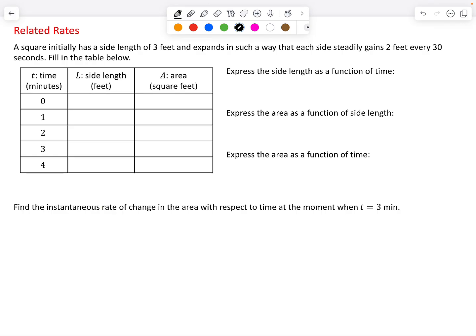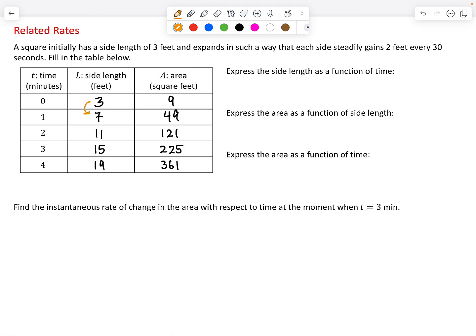All right, focusing on this table, when time is 0, we are told that each side initially had a length of 3 feet, which means that the area of the square at that time was 9 square feet. Now, 1 minute later, the sides will have gained 4 feet each. 2 feet every 30 seconds means 4 feet every minute. So the side lengths will be 7, and the area will now be 49, 7 squared. So gaining 4 feet every minute, we know that we'll have 11 feet at the 2-minute mark, hence an area of 121. We'll have 15 feet at the 3-minute mark, giving us an area of 225 square feet. And gaining 4 more feet in the next minute, we'll have 19 feet per side, and 19 times 19 is 361.